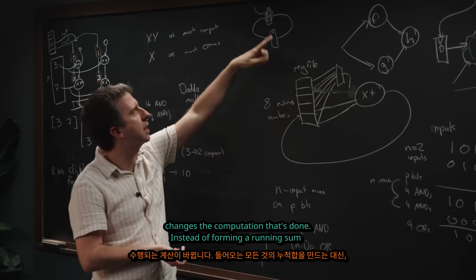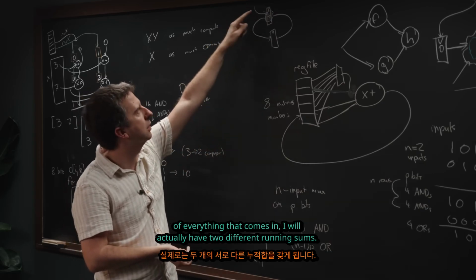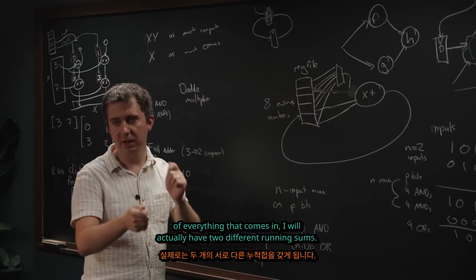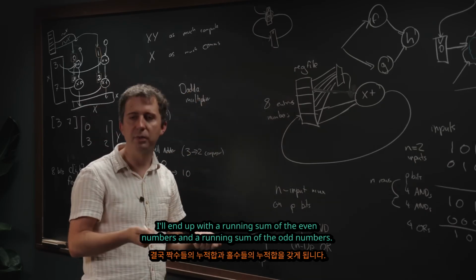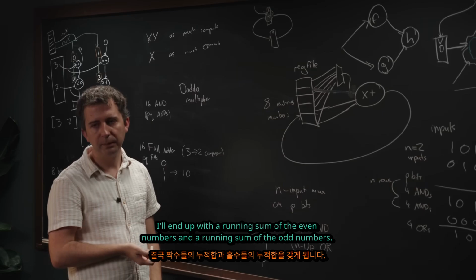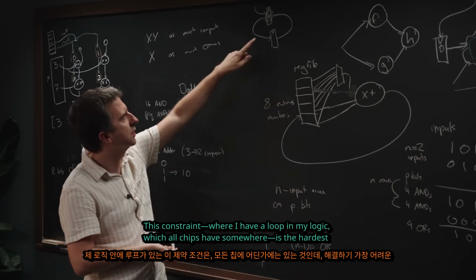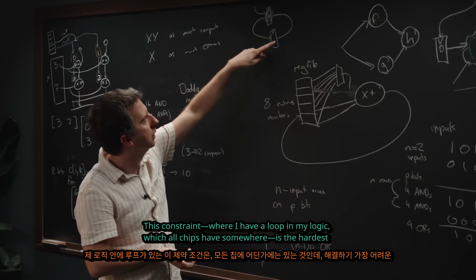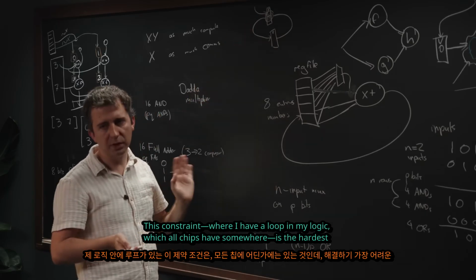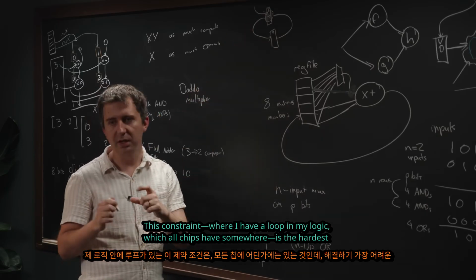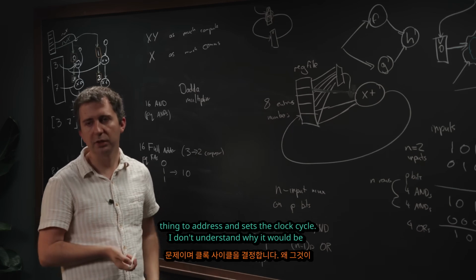this will end up changing the computation that's done. Instead of forming a running sum of everything that comes here, I will actually have two different running sums: a running sum of the even numbers and a running sum of the odd numbers. So this constraint, where I have a loop in my logic, which all chips have somewhere, is actually the hardest thing to address and sets the clock cycle.